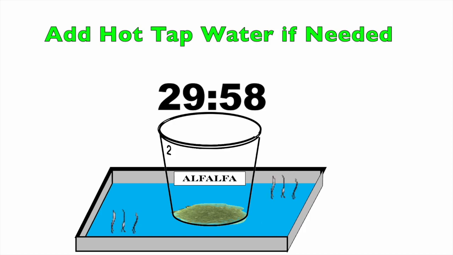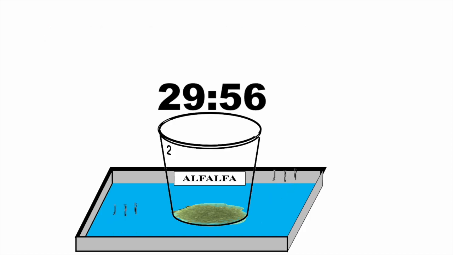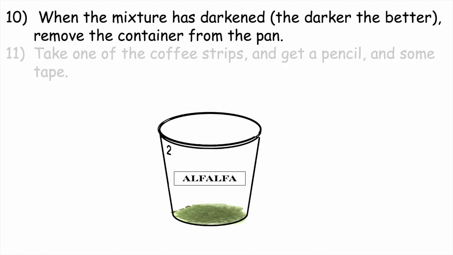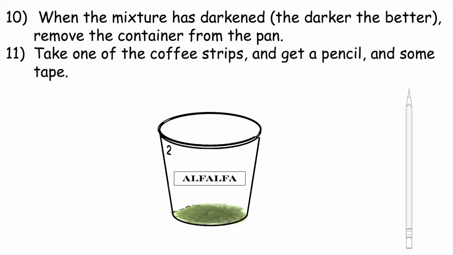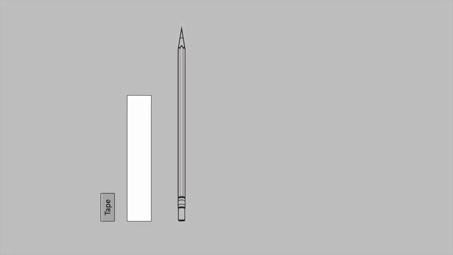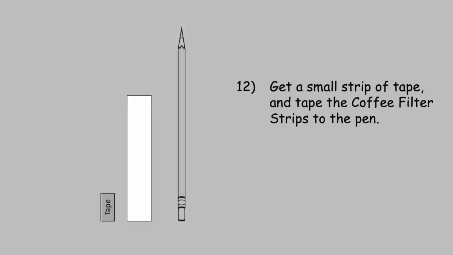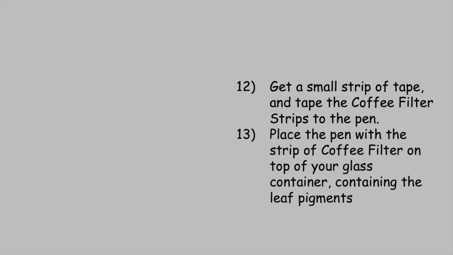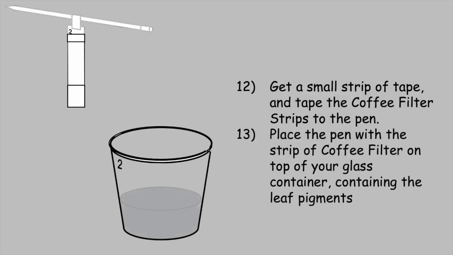Add hot tap water if needed. When the mixture has darkened, remove the container from the pan. Then, take one of the coffee strips, and get a pencil and some tape. Get a small strip of tape, and attach the coffee filter strip to the pencil, as shown. Next, place the pencil with the strip of coffee filter on top of your glass container containing the leaf pigments.